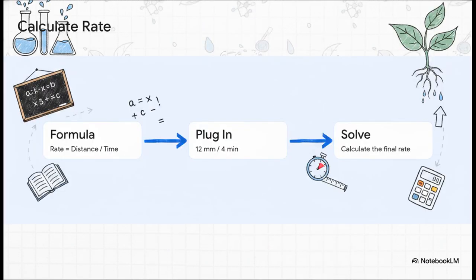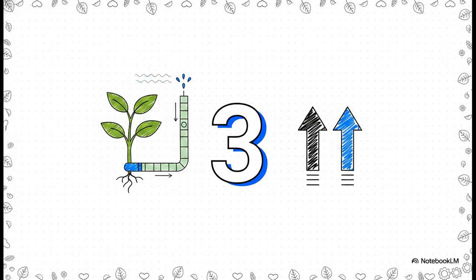Step 1, we pull that handy formula from our toolkit. Rate equals distance divided by time. Step 2, we plug the numbers straight from the question right into that formula. Our distance is 12 millimeters and our time is 4 minutes. So we're looking at 12 divided by 4. And step 3 is just doing that simple division to calculate our final rate of water uptake. And there it is, 12 divided by 4 equals 3. So our final answer is 3 millimeters per minute.